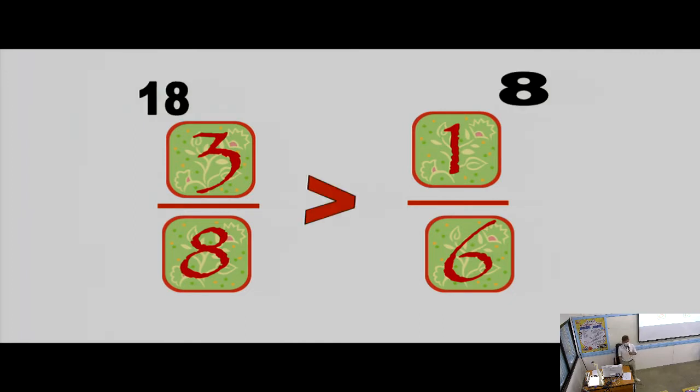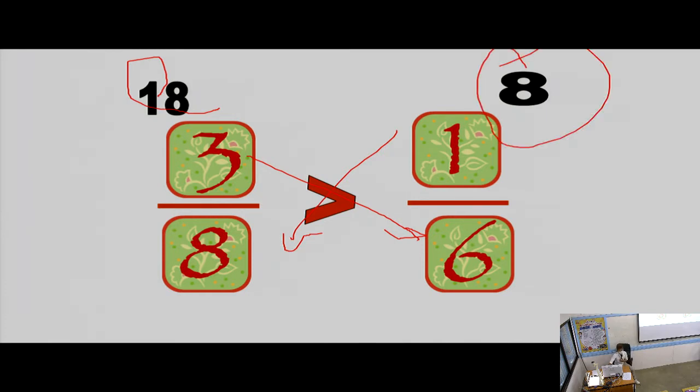Miss. Yes. We have 3 over 8 and 1 over 6. That is? Okay, very good. We have the more than symbol. So again, it's cross multiplication. Okay, 3 times 6, 18. 1 times 8, 8. That's why it is called cross multiplication.